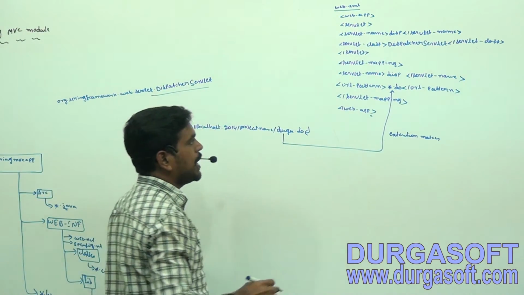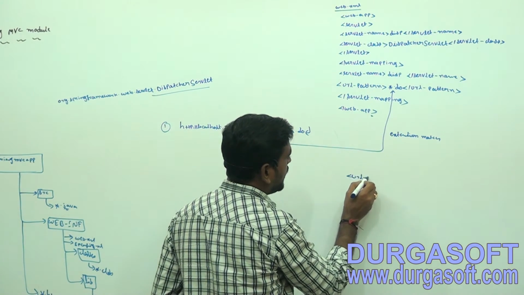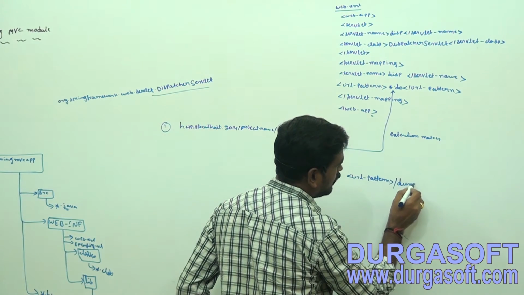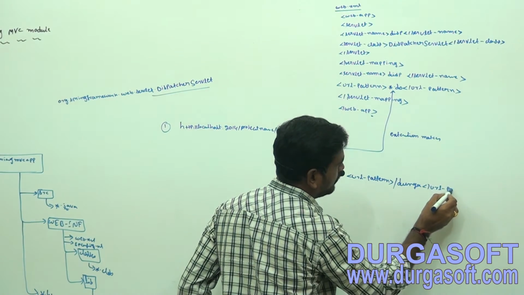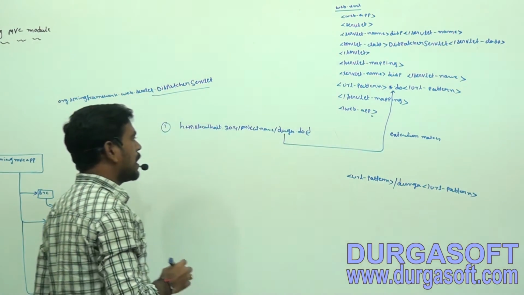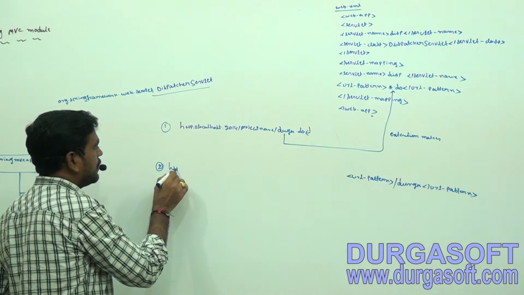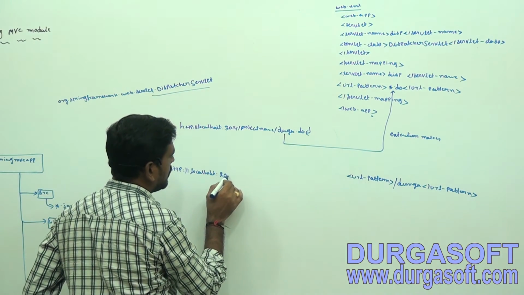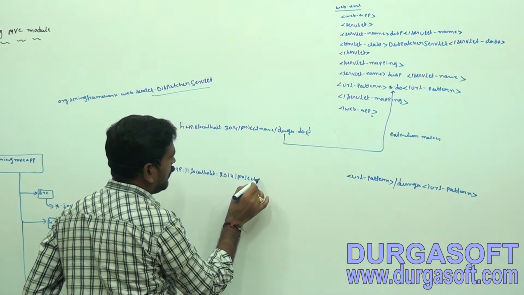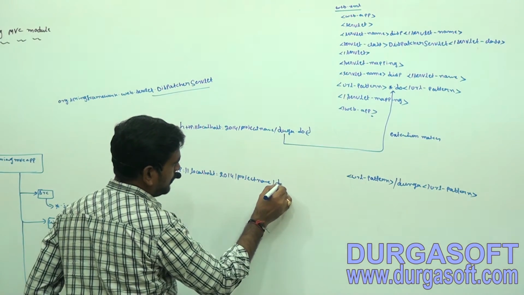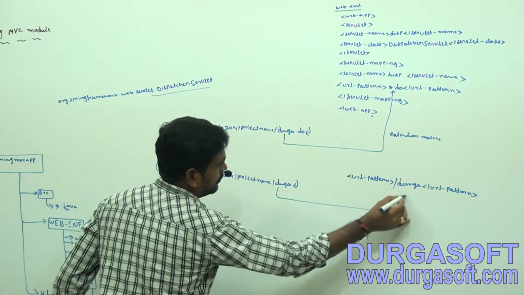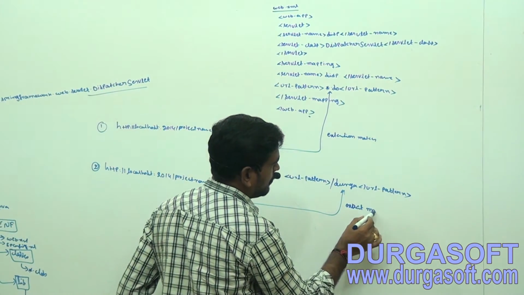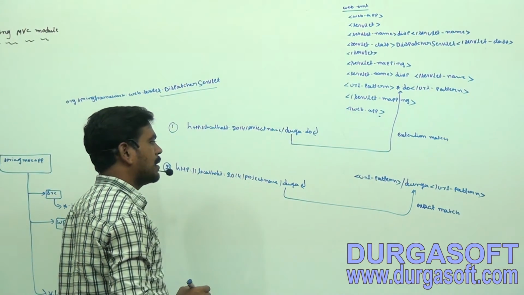Now one more URL pattern is there, that is exact match. URL pattern slash Durga. Close the URL pattern. Now http://localhost:2014, project name, URL pattern. This is what? Exact match.